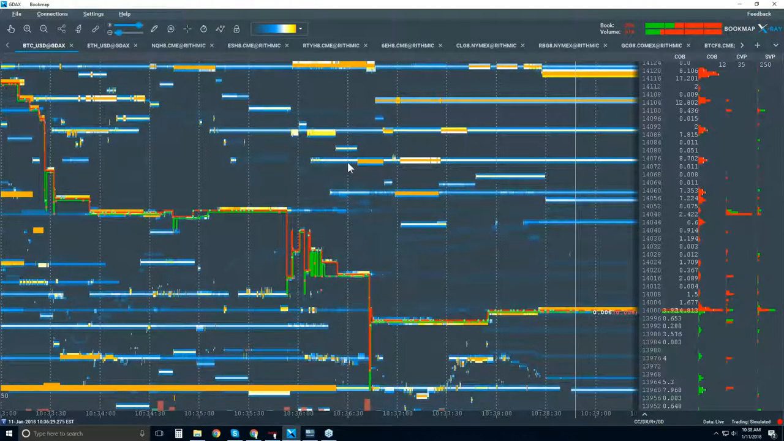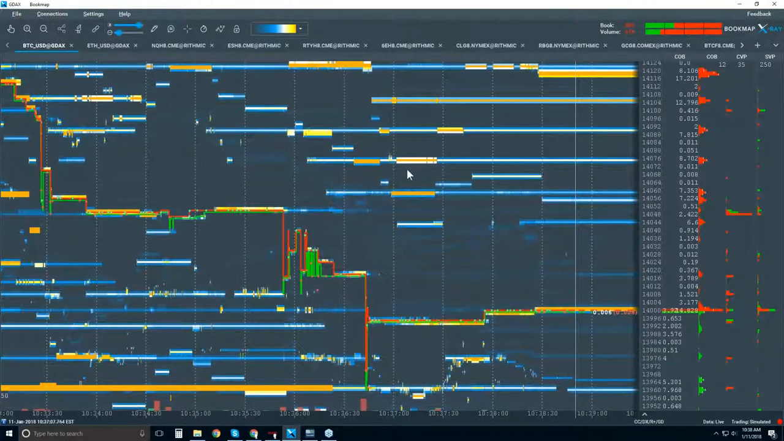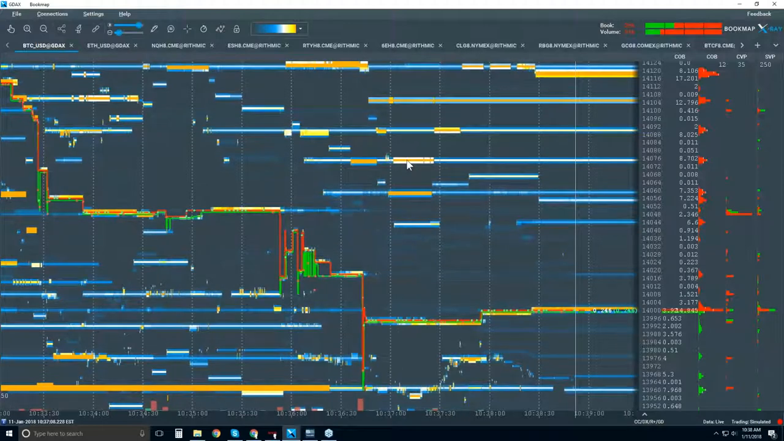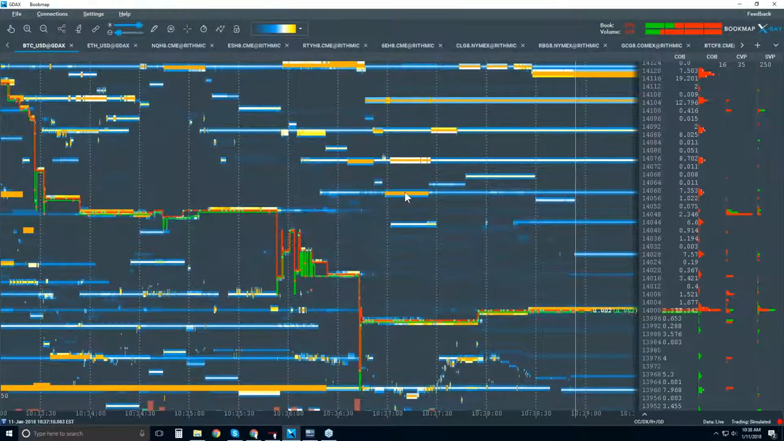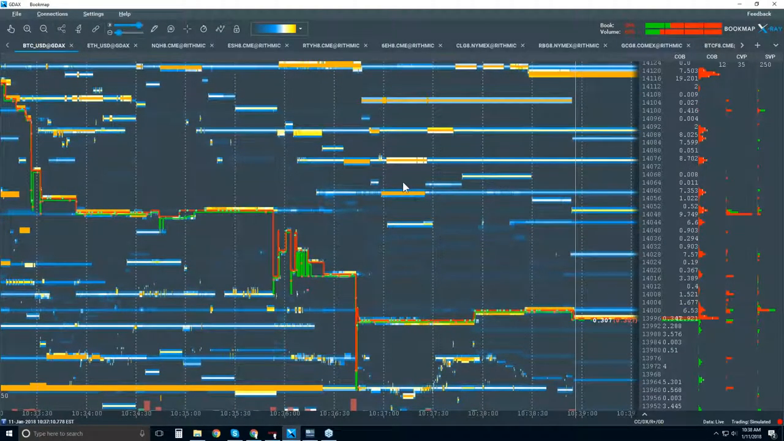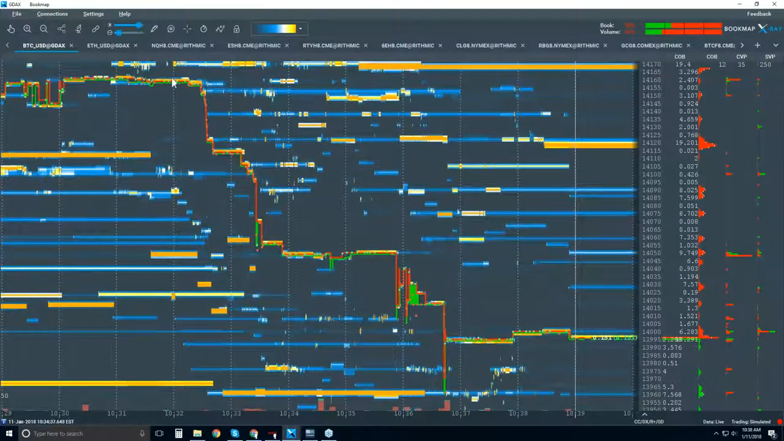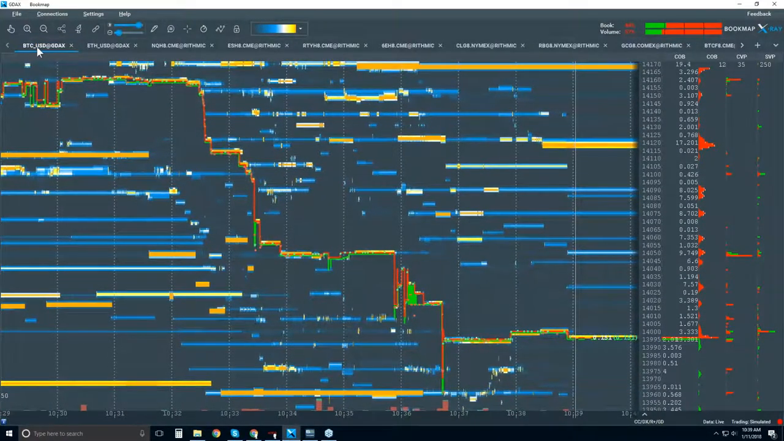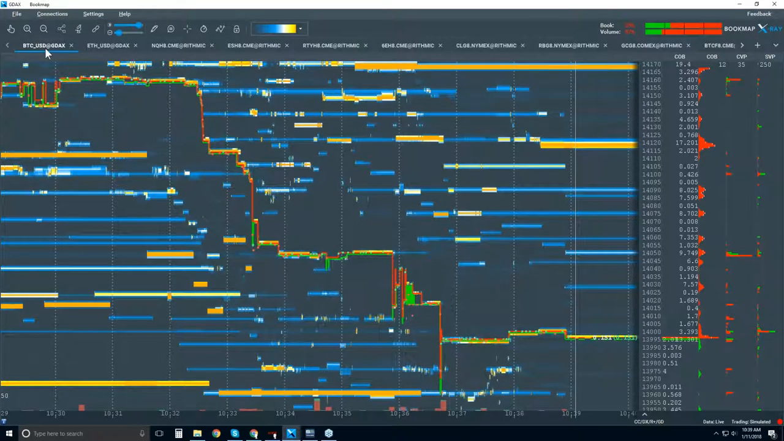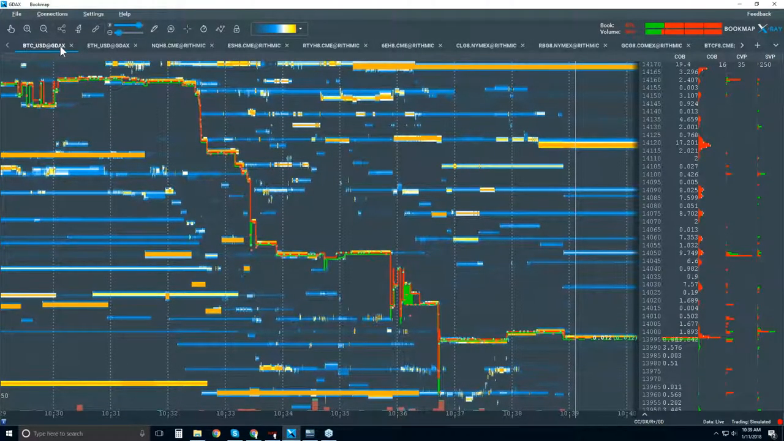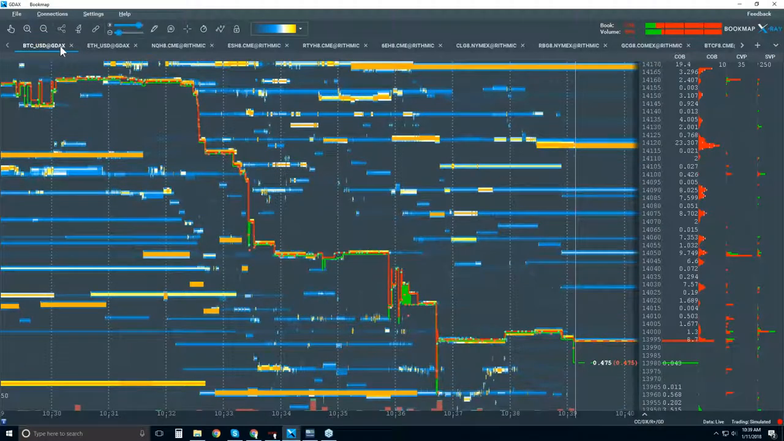This is Bookmap 7.0. It's not available yet, but it will be soon, another week or so. And what am I looking at here? This looks like a pretty crazy chart. Well, this is Bitcoin versus the dollar, on the GDAX exchange.